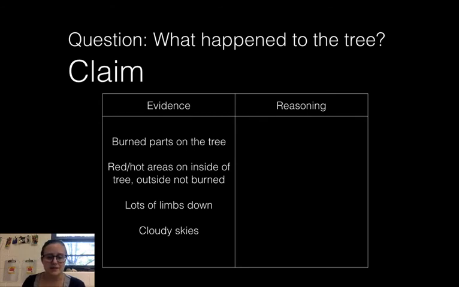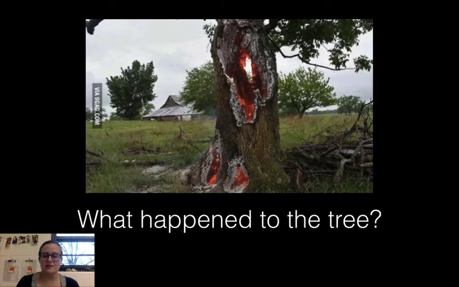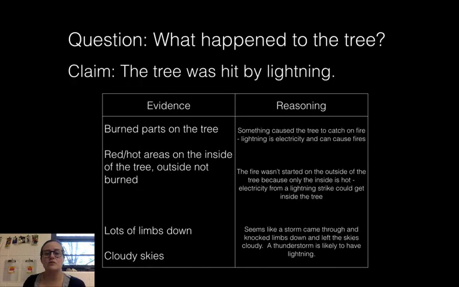I have my evidence here. There are burned parts on the tree. There are red and hot areas on the inside of the tree, but the outside is not burned. There's a lot of tree limbs down around it, and the skies look kind of cloudy. Let's go back and see if we can see that. So we have cloudy skies, tree limbs fallen down. The outside of the tree is not burned, but there are some burned areas, and it's really hot on the inside. Okay, so that leads me to think that the tree was hit by lightning. The evidence helped me come to the claim that the tree was hit by lightning.